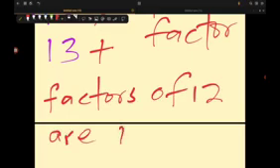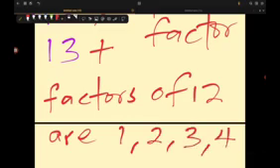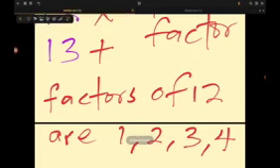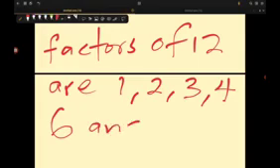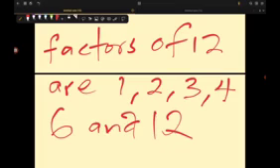1 will go in 12 without any remainder, 2 will go without any remainder, 3 will go without any remainder, 4 will go without any remainder, 5 will not go, but 6 will divide 12 without any remainder. There's no other number, no need of wasting time. Then 12 itself will divide 12. 7, 8, 9, 10, 11 will not go in 12, there will be a remainder. So these are the factors of 12.